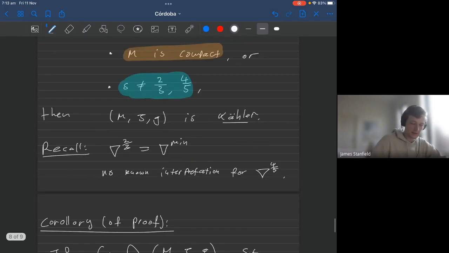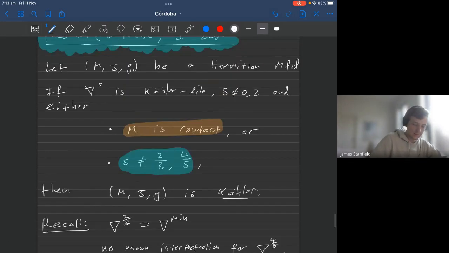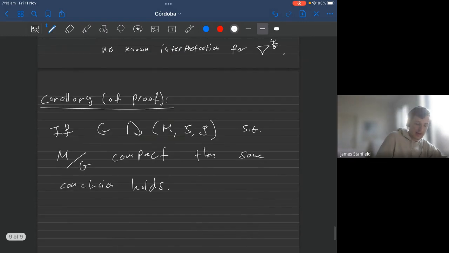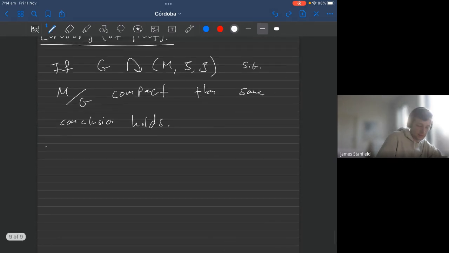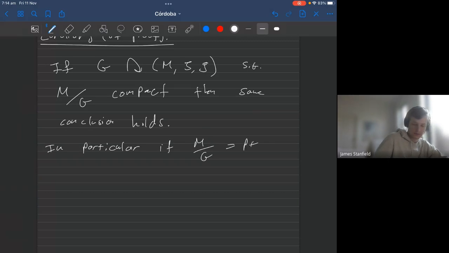Okay, so what I mean is, if you take a Hermitian manifold, nabla S is Kähler-like, S is not equal to 0 or 2, and you have an action with compact orbit space, then the same conclusion holds. So in particular, if the quotient is a point, so this is a homogeneous space, then the same conclusion holds.